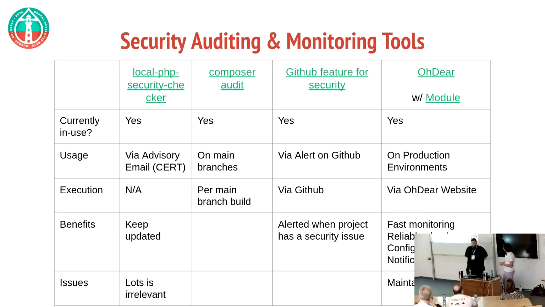Composer audit, another thing that you will actually call from the command line. We do it per branch or per main branch. And then the GitHub security feature we just have turned on, so it'll let us know as well. The only one that really requires a lot of work is the Oh Dear integration, because that tends to change on occasion. So Leo definitely has been maintaining that and keeping it up to date.